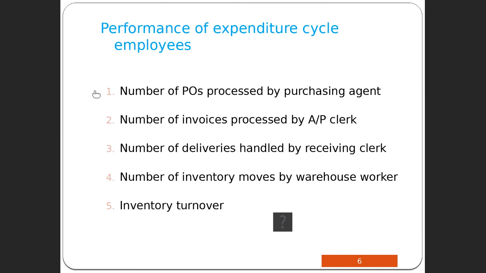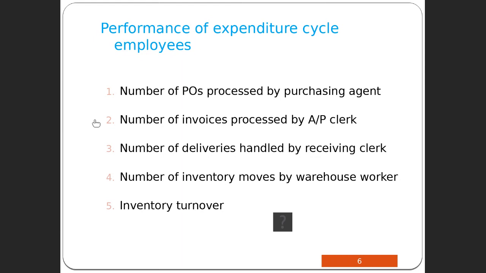Number 1, number of purchase orders processed by the purchasing agent. Now, processing purchase order takes time, it takes computer resources, and it costs money. So the more a purchasing agent can do, not just more, but also accurately. Right? So you want to look at the quantity as well as the quality. So you want the purchasing agent to process as many purchase orders as possible while they are accurate. And if you monitor that, you can reward the purchasing agent that does the most, for example.